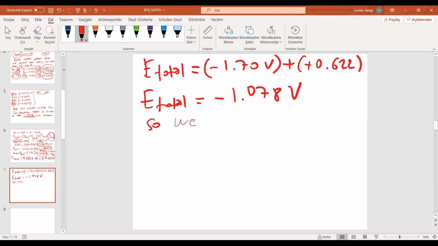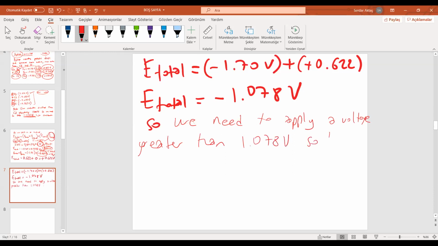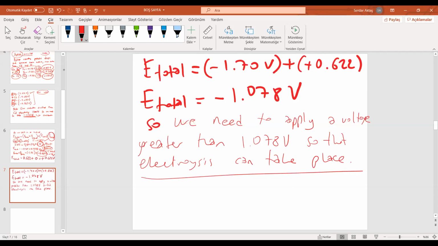So we need to apply a voltage greater than 1.078 volt, so that the electrolysis can take place. What we infer from this statement is that this is a non-spontaneous reaction.